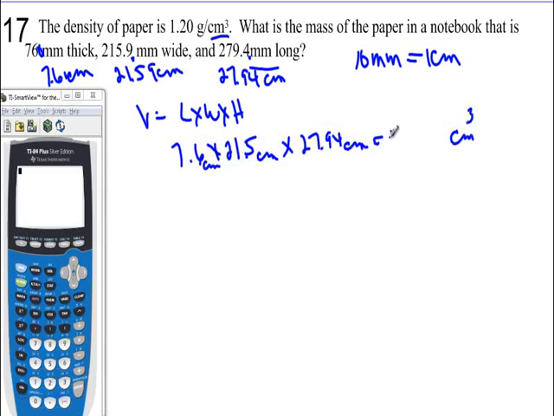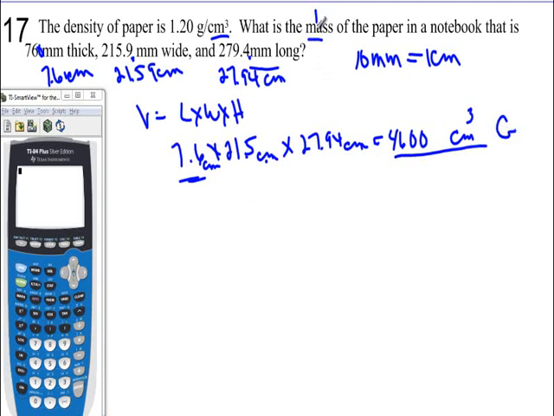I get, this is just 2 sig figs, which limits me, so 4,600 centimeters cubed. My units again are centimeters times centimeters times centimeters, that's centimeters cubed. But it's not asking for volume, it's asking for what is the mass. You have to ask yourself, mass is what I'm trying to find, but the mass of what? I'm dealing with 4,600 centimeters cubed of paper, so that's going to be my given.